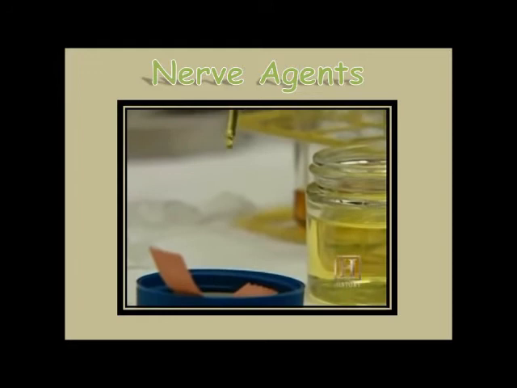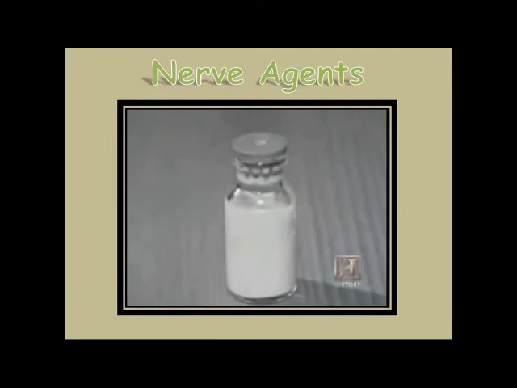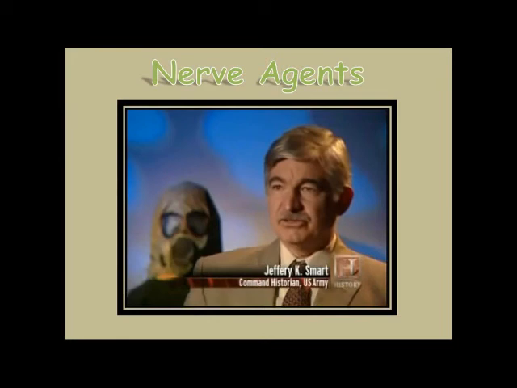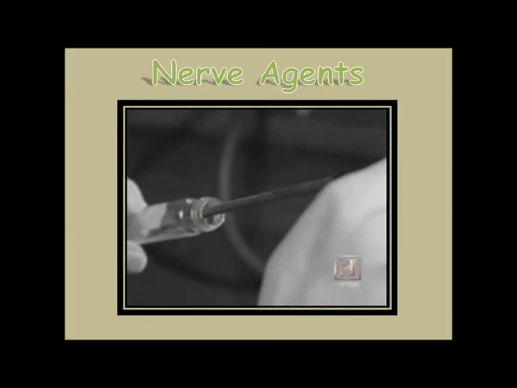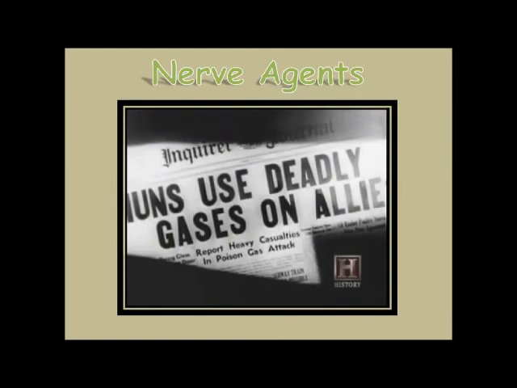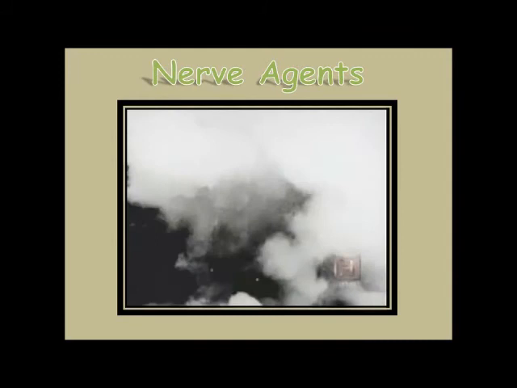VX is the most potent nerve agent today, but the path to its discovery dates back to before World War I. Scientists knew that many of the chemicals used in the dye industry and other industries could be very deadly. During World War I, the Germans began to weaponize chemicals by putting them in artillery shells and portable chemical cylinders and releasing them on the battlefield. And they used them very effectively.